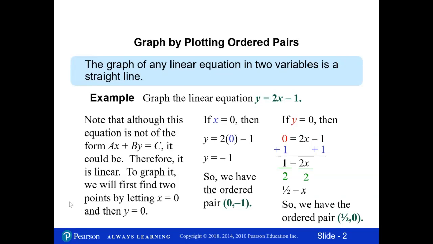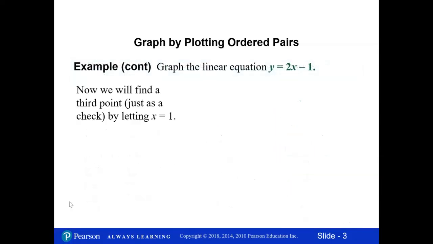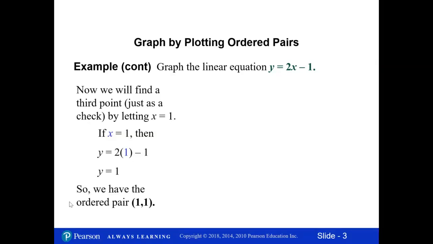Now, these two ordered pairs should be enough to get the straight line. But for this particular example, I'm going to do one more by taking x equals 1, and then we'll have the three ordered pairs before we start graphing. So let's continue. It's the same equation, y equals 2x minus 1, and this time we will find, for x equals 1, what should be our y. So if x is 1, we'll have y equals 2 times 1 minus 1. That will give us y equals 2 minus 1, which is 1. Therefore, my ordered pair here will be 1, 1.